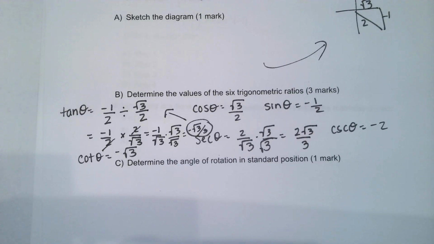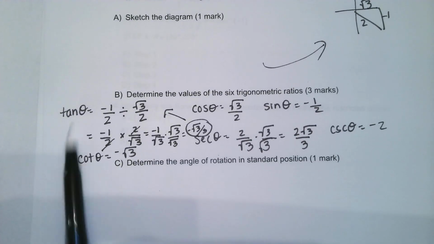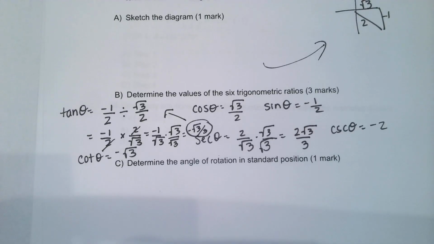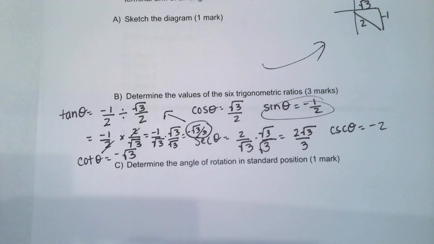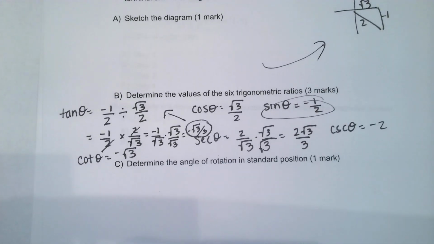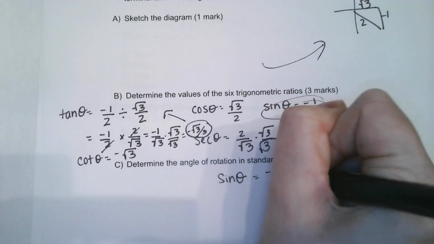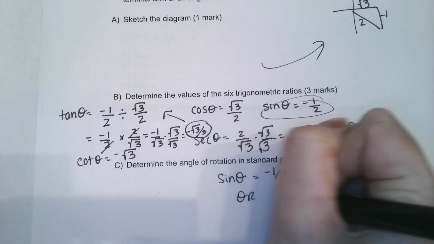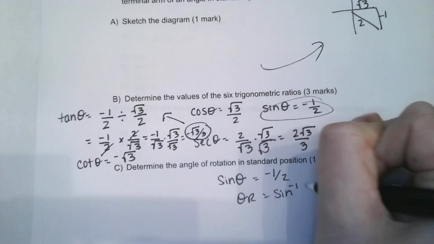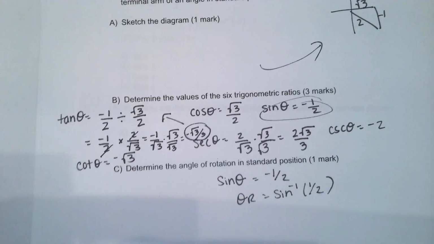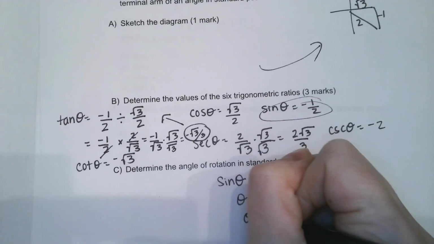Determine the angle in standard position. This tripped you up on your test a little bit. So you're given all of these values. It's your choice what you want to use to solve for it. So let's take sine equals negative 1/2. I know that it's in quadrant 4 from part A. So if sine theta equals negative 1/2, then my reference angle is inverse sine of the positive guy. So my reference angle is 30 degrees.